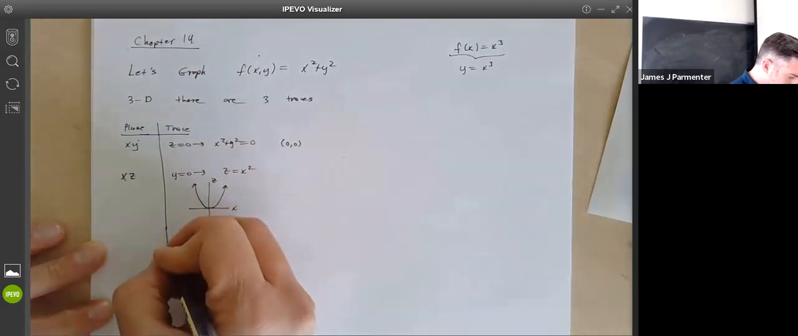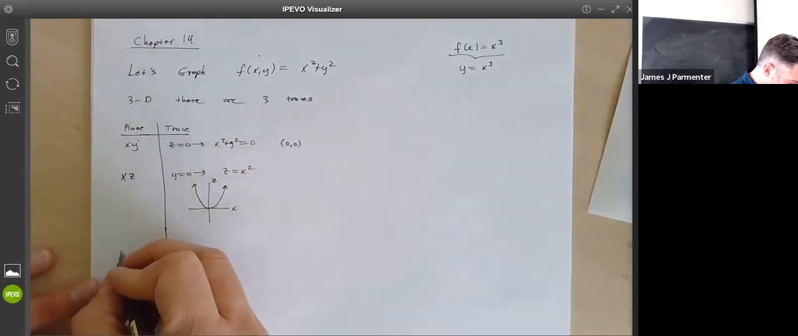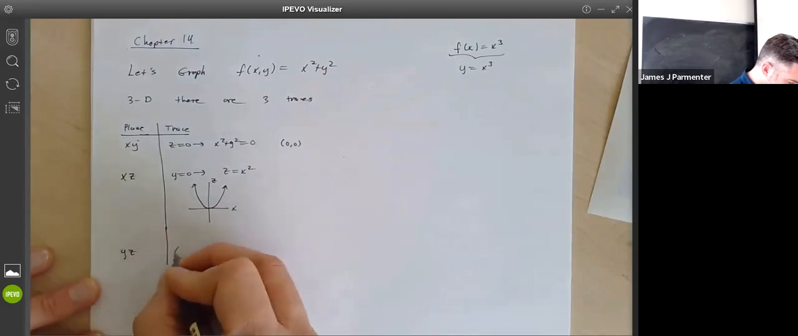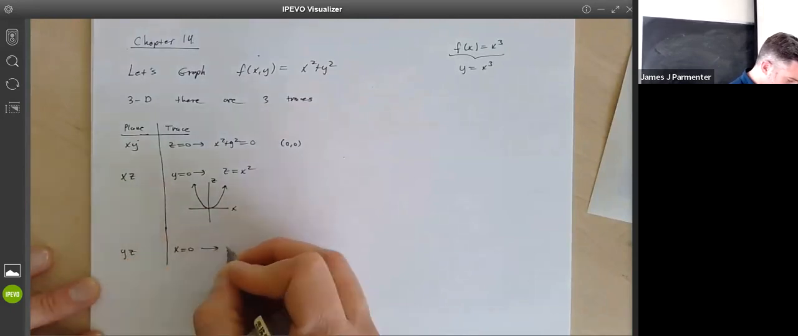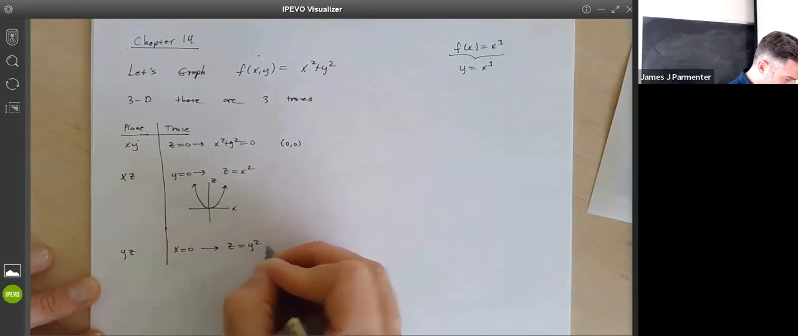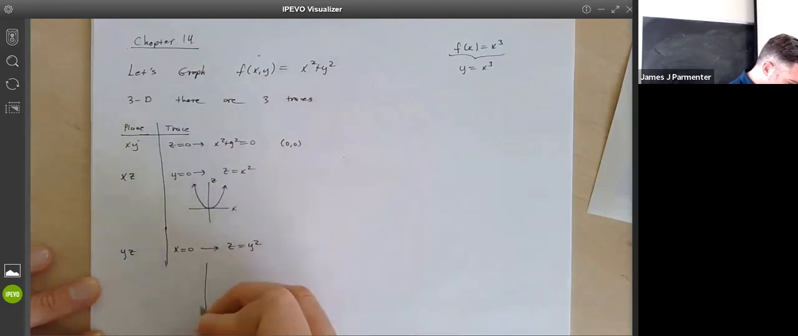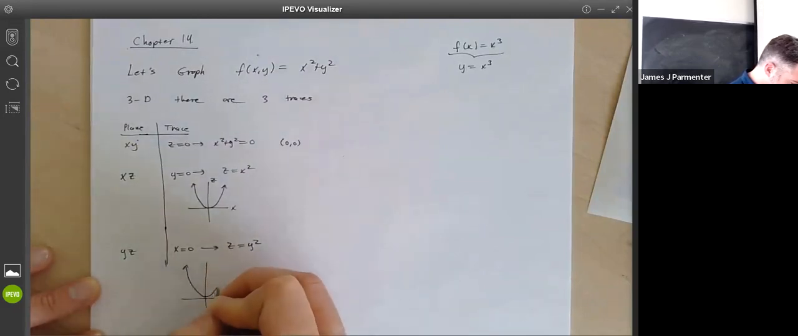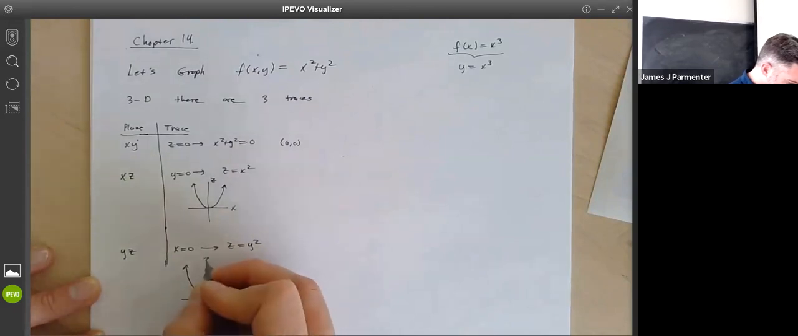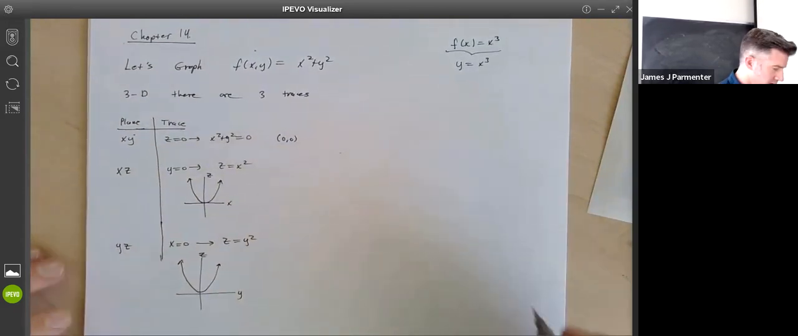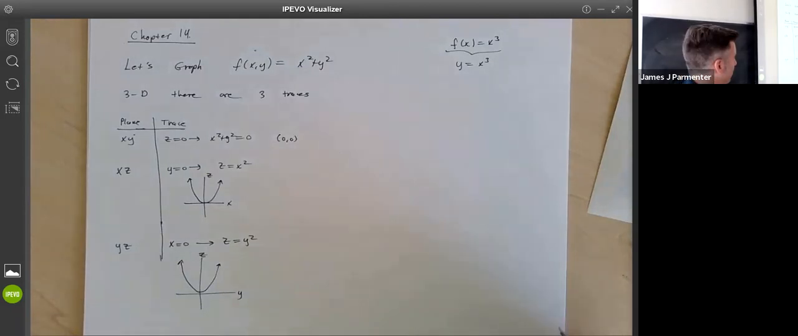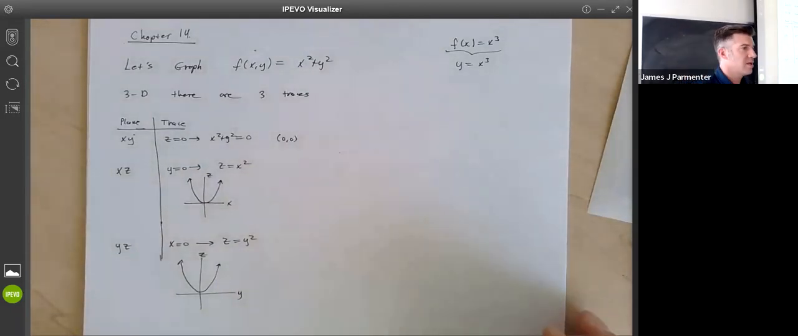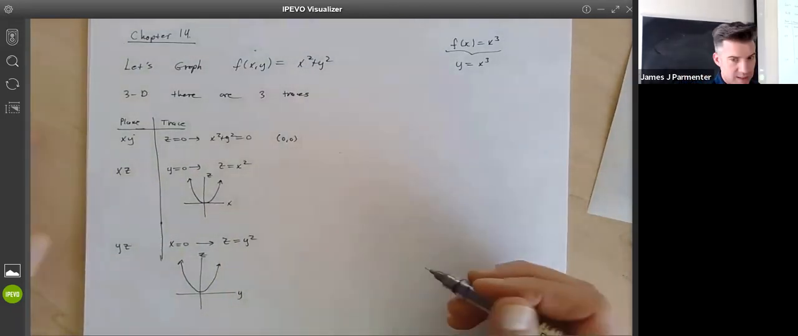And then the same sort of thing is going to happen in the yz plane. If I let x equal 0, I'm going to get z equal to y squared. And so I'm going to get another parabola, but now in the yz plane. Then we're going to try and put it all together. And so this is where you're going to want to practice your drawing skills.